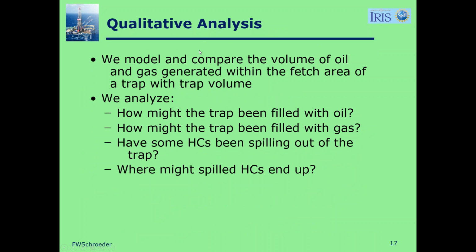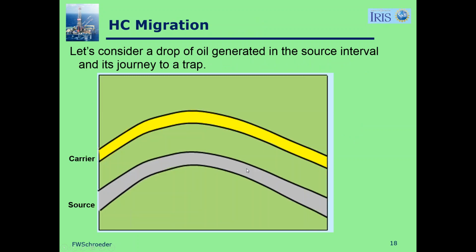With the qualitative analysis, we model and compare the volume of oil and gas that's generated by the source within the fetch area and compare that with the trap volume. We can analyze how the trap might be filled with oil, how it might be filled with gas. We have to consider whether some of the hydrocarbon has been spilling out of one of the traps, and where spilled hydrocarbons might end up if we have spillage from deeper traps into shallower traps.